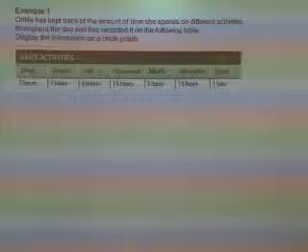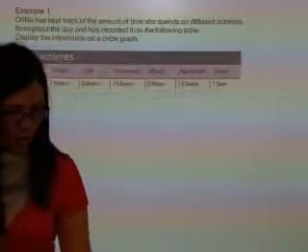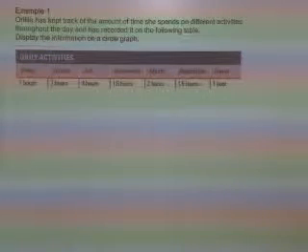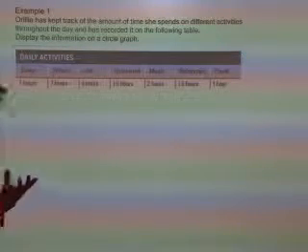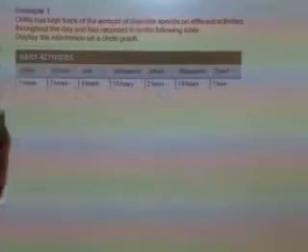So example number 1: Aurelia has kept track of the amount of time she spends on different activities throughout the day and has recorded it on the following table. Display the information on a circle graph. So she sleeps, she goes to school, she has a part-time job, sometimes she does homework, meals, relaxation, and then travel. If I have to put this on a circle graph, there are math calculations that have to be done. The first thing that I need to do is convert all of these into percentages, the percentage of the day spent.